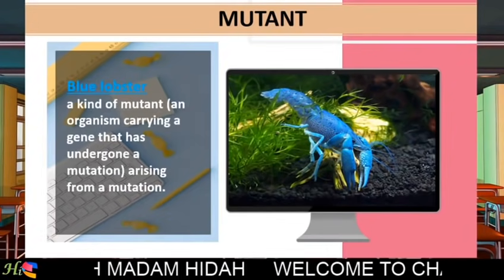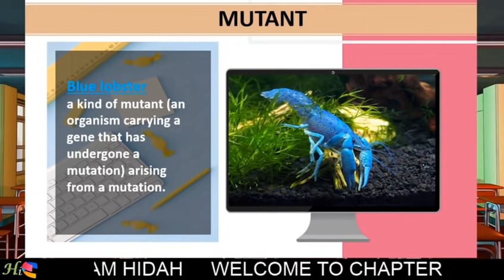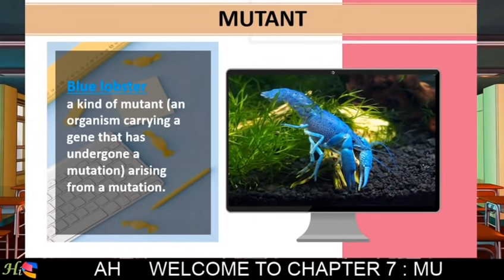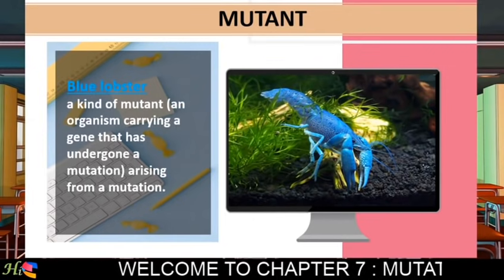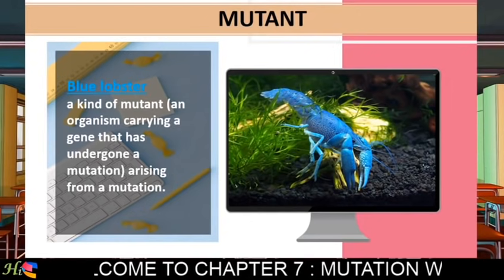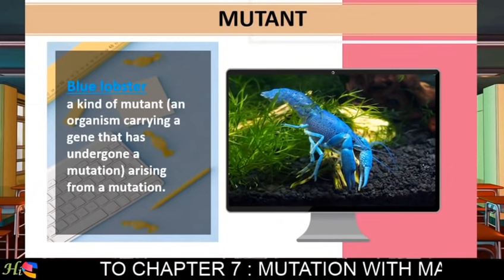Blue lobster is a kind of mutant. It is an organism which carries a gene that has undergone a mutation. It is 1 in 2 million. It's known as blue lobster due to its blue appearance derived from the genetic mutation. It feeds on crabs, clams, and fish.